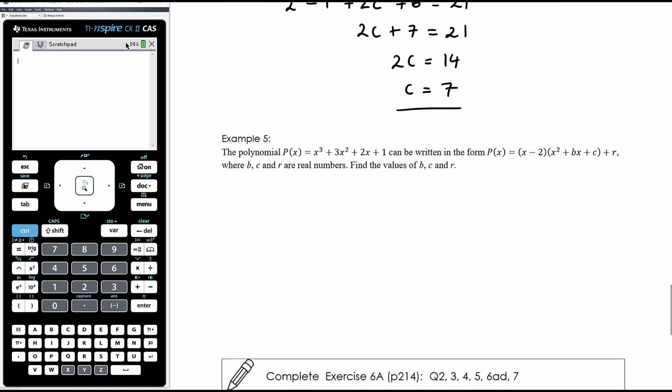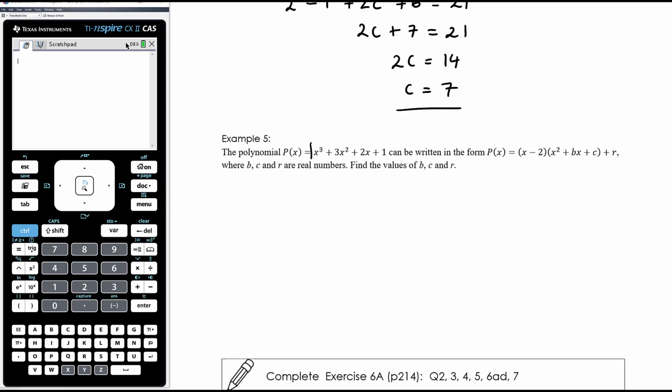And then finally, example 5, the polynomial p of x, which is that cubic there, can be written in the form p of x equals x minus 2 times x squared plus bx plus c, plus r, where b, c, and r are real numbers. Find the values of b, c, and r. Now down the track it would be possible to use polynomial division for this process, to divide our polynomial by x minus 2, but actually in some cases a more efficient method might be to do what we're going to do now.